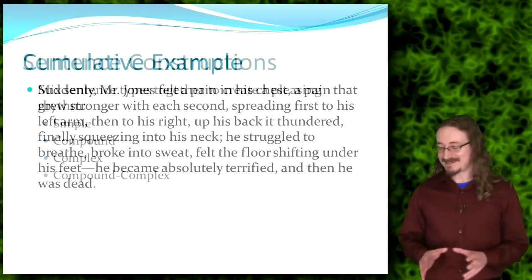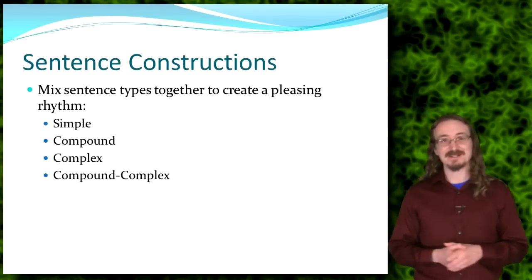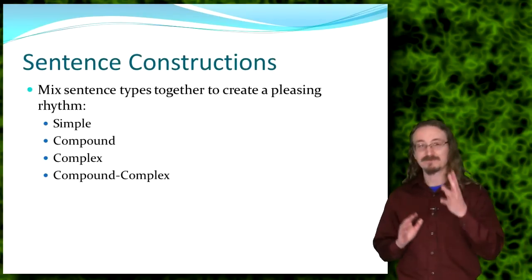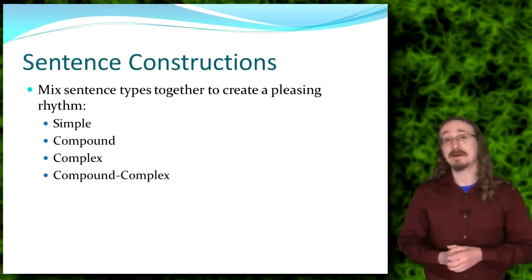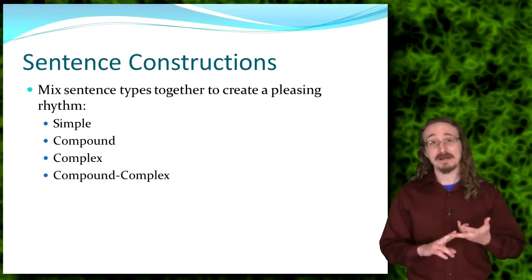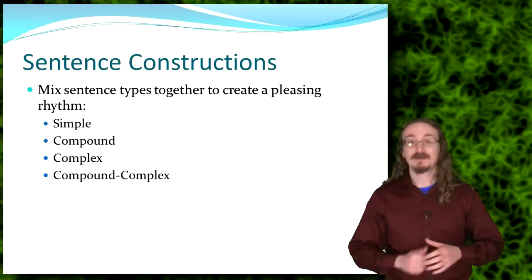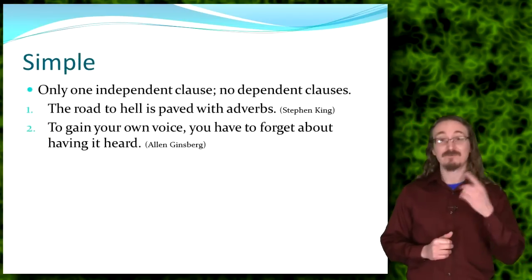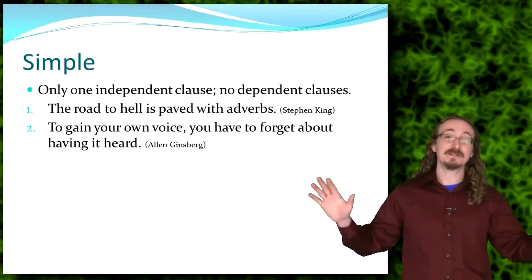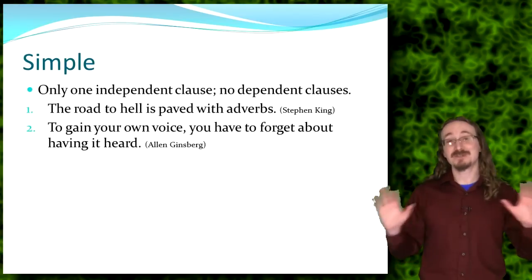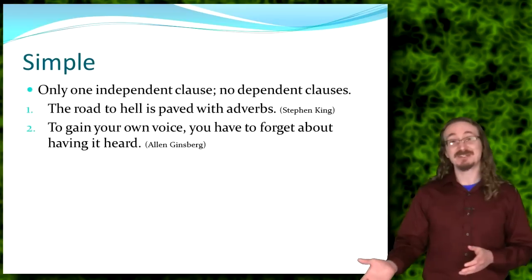Okay, so now let's get into the more technical stuff about these different sentence types. There's basically four types of sentences that you need to know about: the simple sentence, the compound, the complex, and the compound complex. So the simple sentences have one independent clause, and there's no dependent clauses. That's why they're simple. So here's a couple of examples.